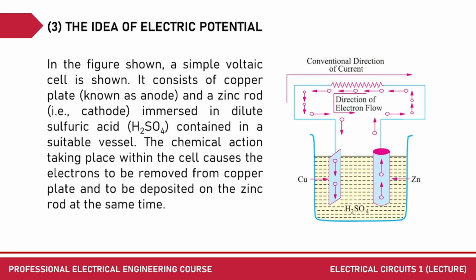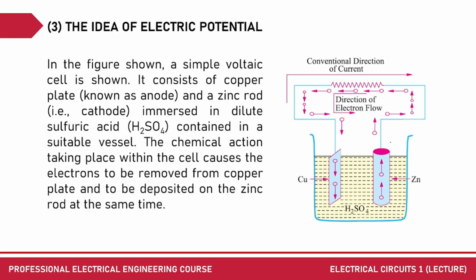Now, in the figure shown, a simple voltaic cell is shown. It consists of a copper plate known as anode and zinc rod, which is the cathode, immersed in a dilute sulfuric acid contained in a suitable vessel. The chemical action taking place within the cell causes the electrons to be removed from copper plate and to be deposited on the zinc rod at the same time.